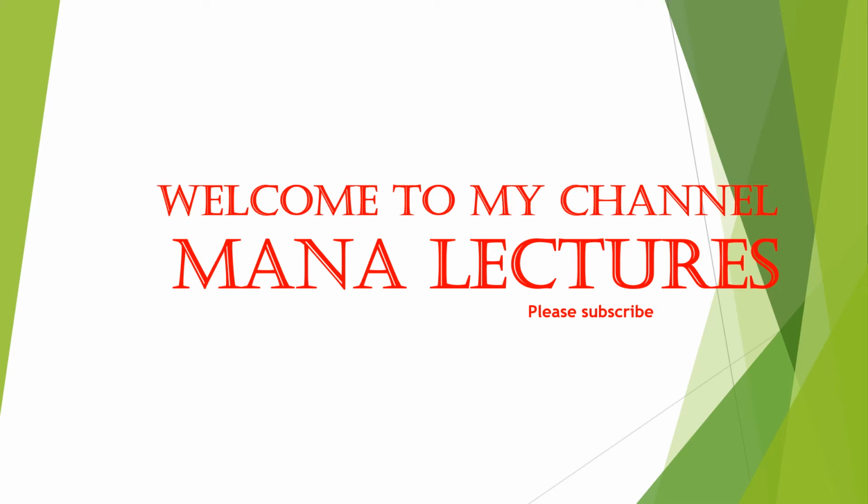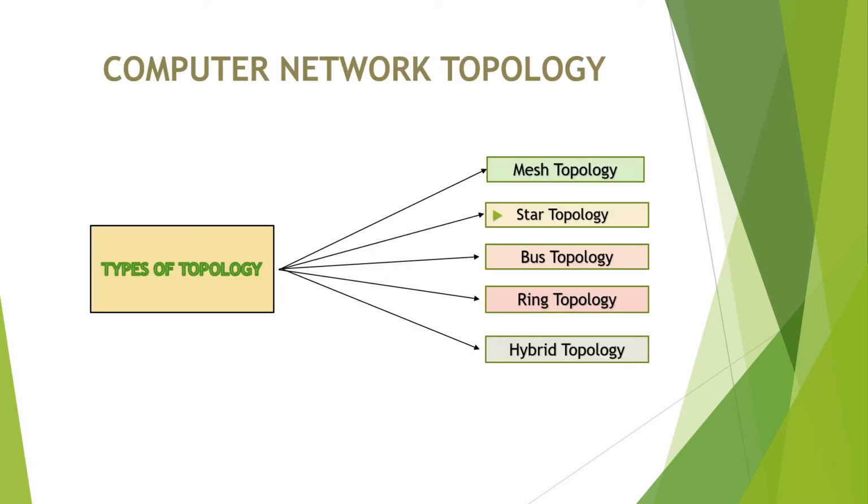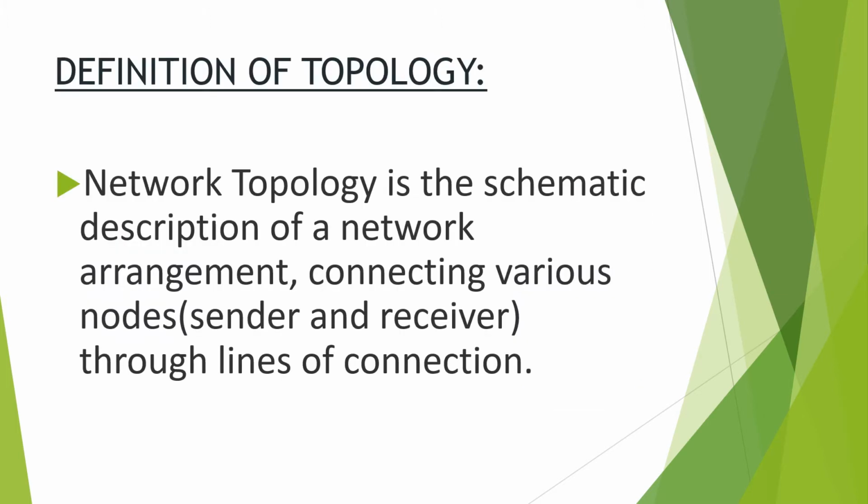Today we will discuss network topologies. In computer networks, there are a number of topologies, but basically there are four: mesh topology, star topology, ring topology, and bus topology. There is another topology, hybrid topology, which is a combination of any two or three of them. First of all, we need to know what a topology is.